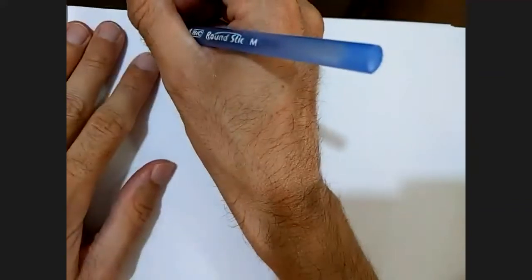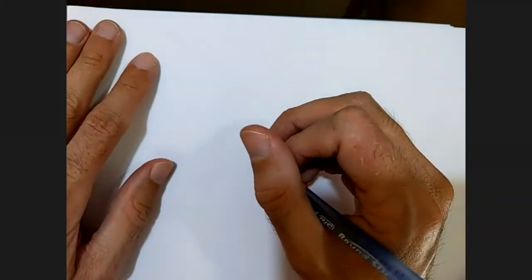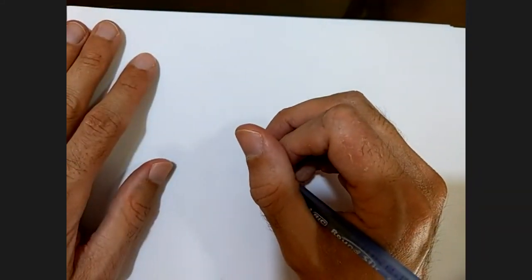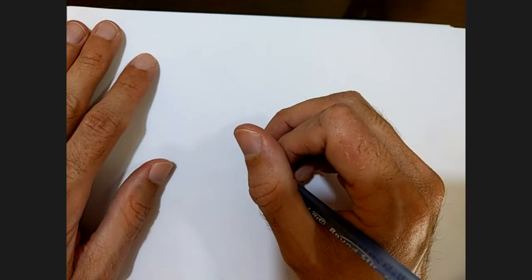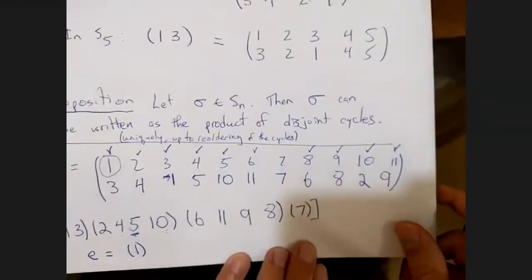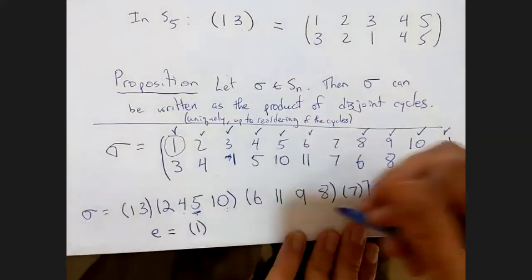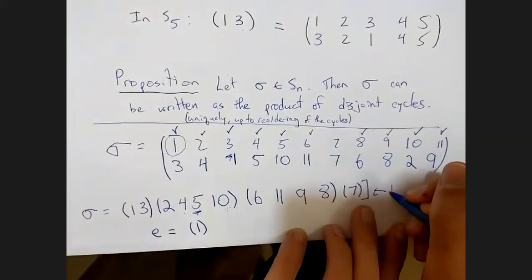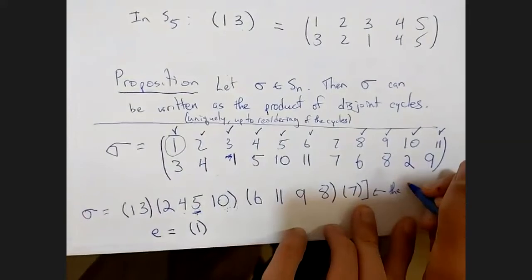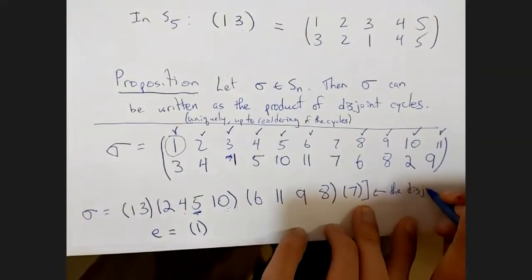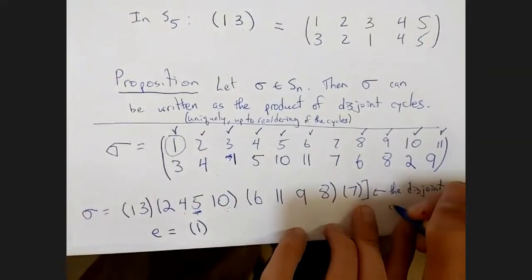So when you say cycle decomposition, is that considered the same thing you just did? Yeah. I'll just put a label. This is the cycle decomposition, or I guess I should say disjoint cycle decomposition.